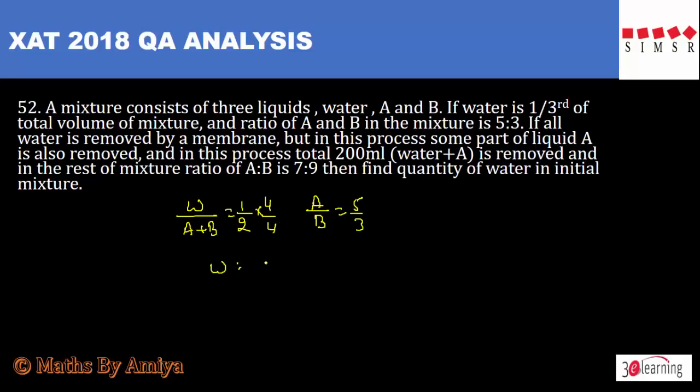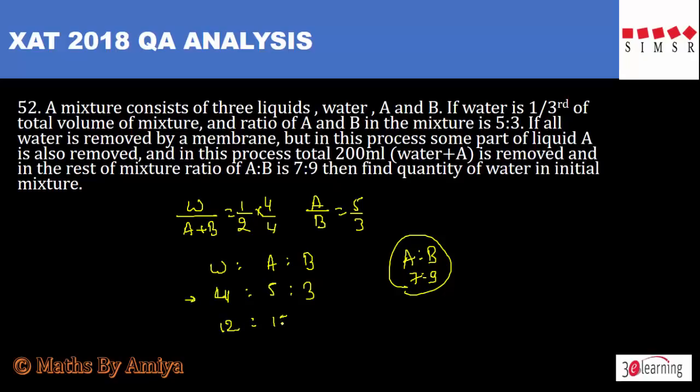So we can say water, A and B in this solution is in the ratio of 4:5:3. Now we have to remove all portion of water and some portion of A such that our final ratio of A is to B becomes 7:9. We are not going to change anything in the B, so make it 9 here first. That is 12:15:9. So I multiply the ratio by 3 because I don't want to change the value of B.